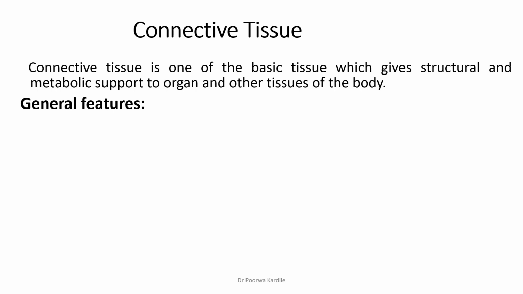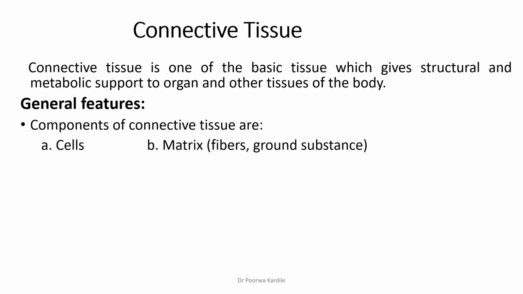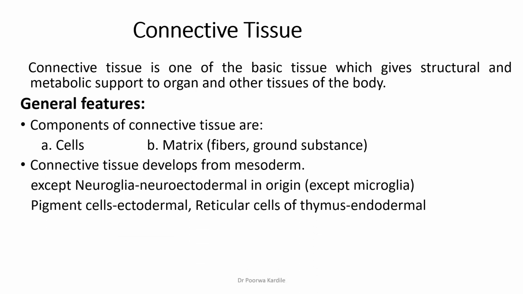So the connective tissue is one of the basic tissues which gives structural and metabolic support to the organs of the body. It has certain general features. So they are: the connective tissue is composed of cells. These cells are of different types. And the second component is matrix, which is made up of fibers and ground substance. So the fibers can be collagen fibers, elastic fibers, or reticular fibers.